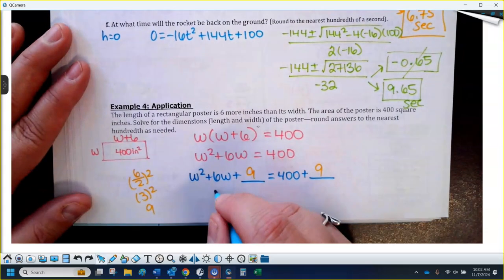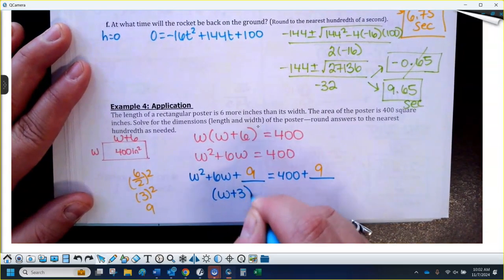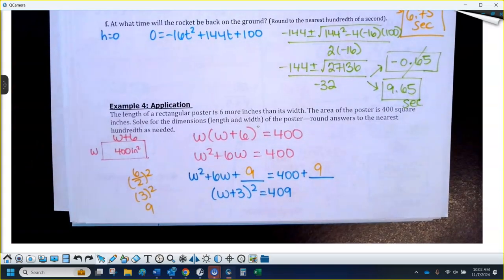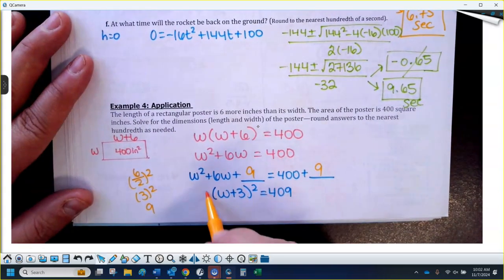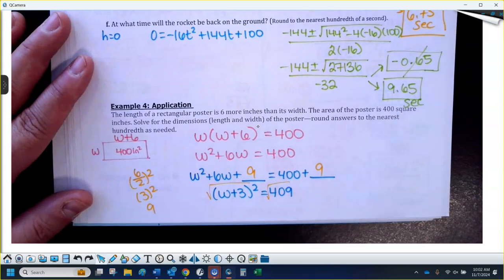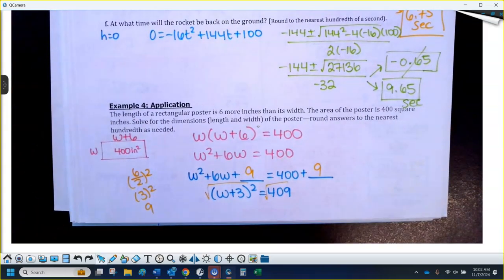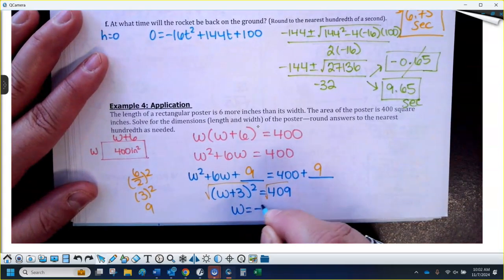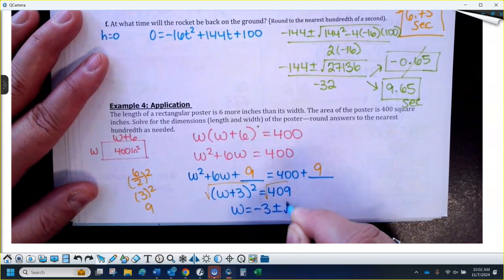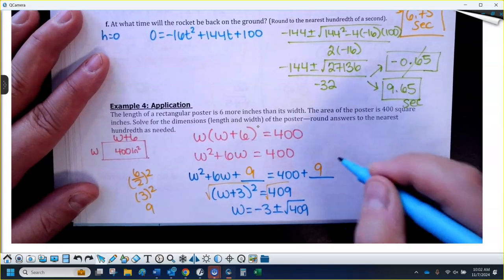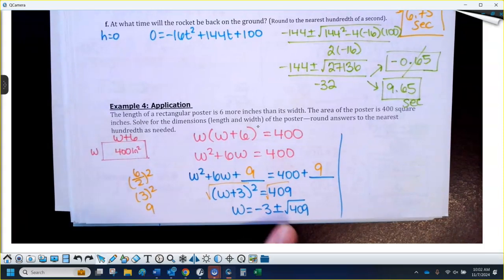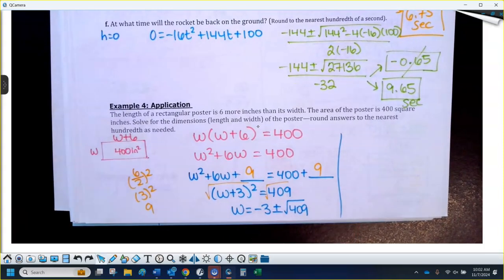Alright, your factored form of this would be W plus 3 squared, and to actually add that, 409, it's not a nice square root when you do this. So I'm going to take the square root, and just to save some space because I'm so at the bottom of the page here, I'm going to subtract 3, but it would be plus or minus that square root of 409. Okay, now I'm not going to worry about reducing that because it says we're going to round to the nearest hundredth.